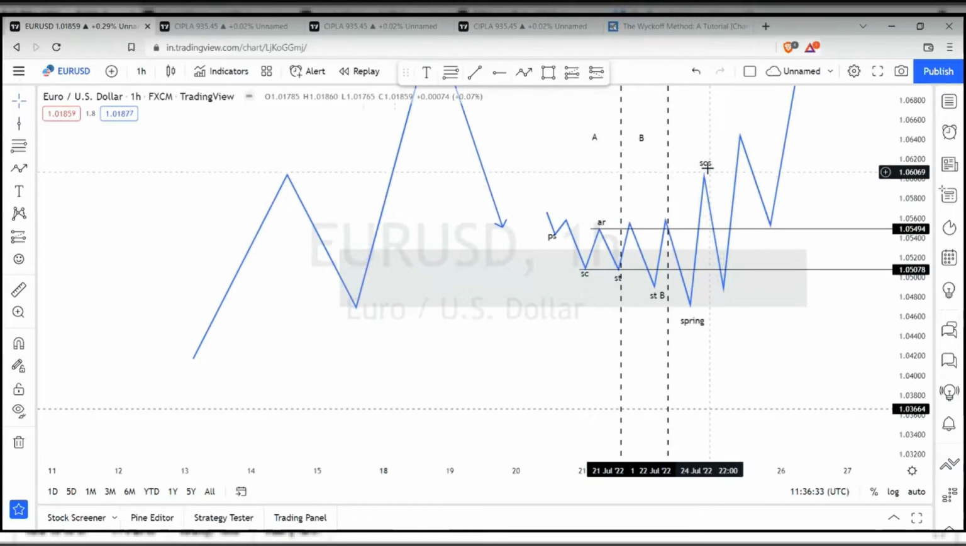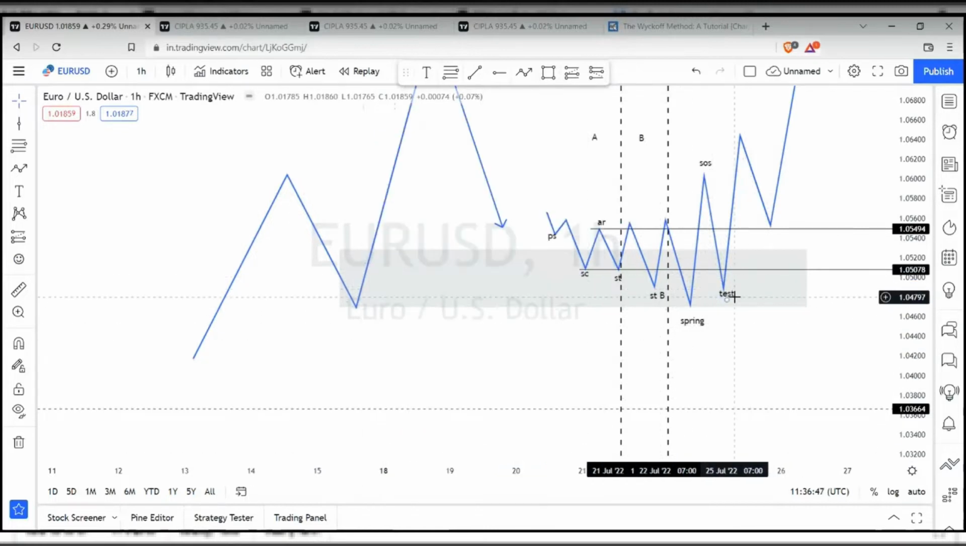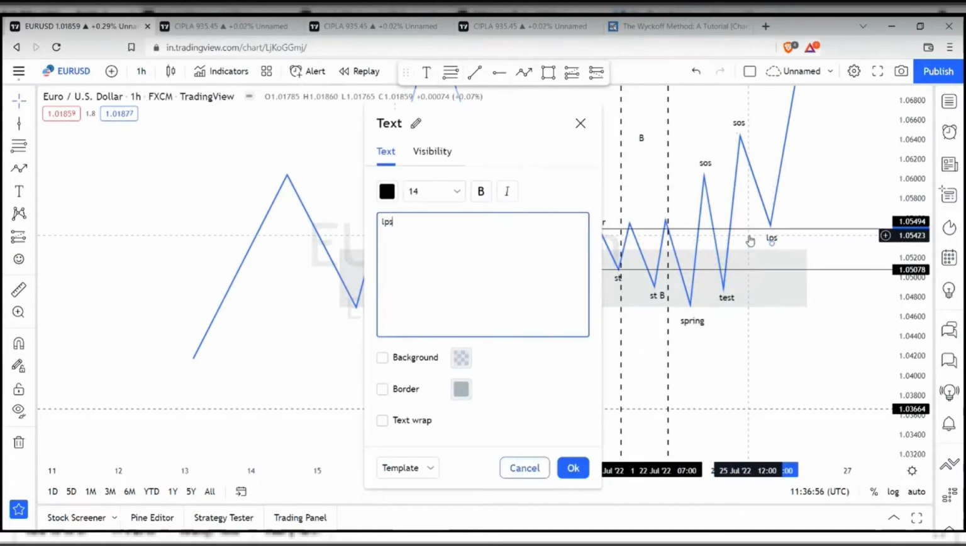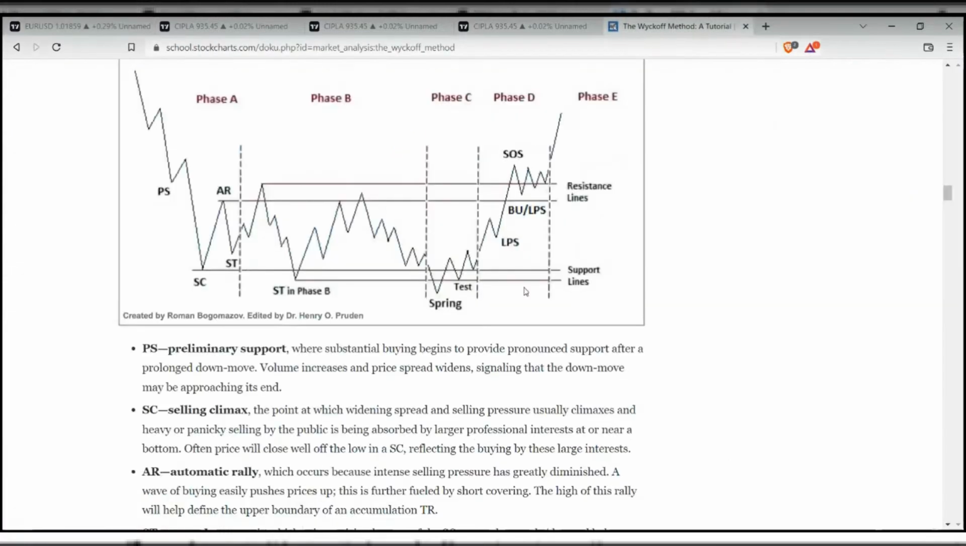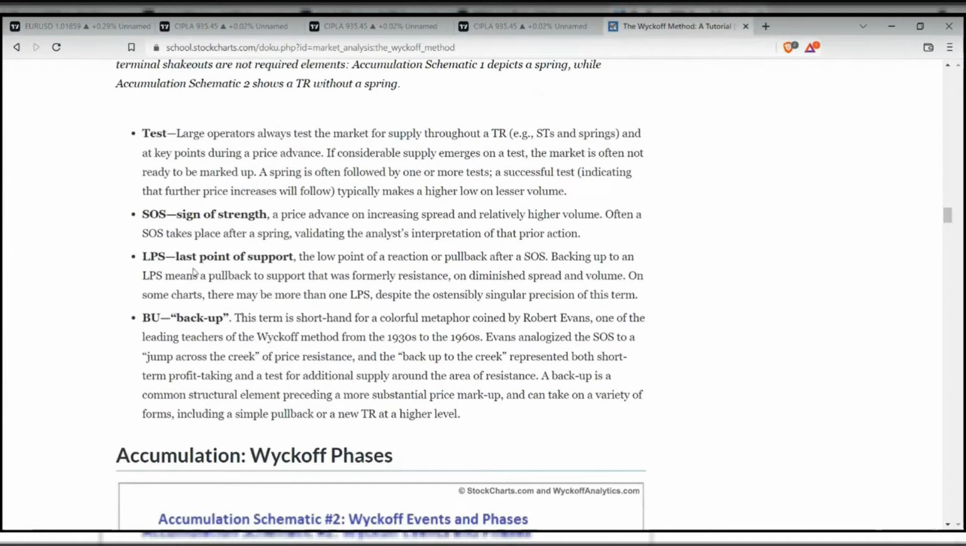And after the sign of strength, usually there will be a test of this spring. They will usually come back to test that spring. After this test, we may have another sign of strength, and maybe this is the LPS. So what are these things? LPS and springs and all that. It's all here, okay? Springs or shakeouts, tests, sign of strength, last point of support, backup.